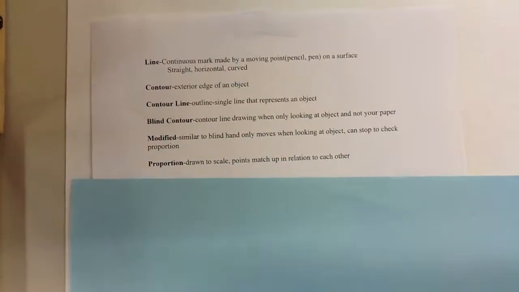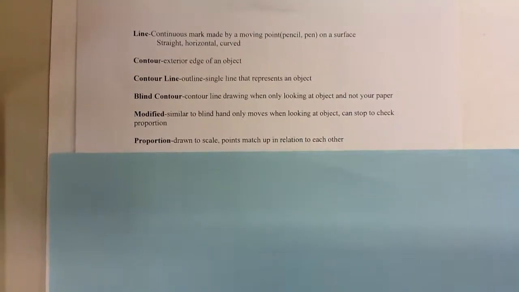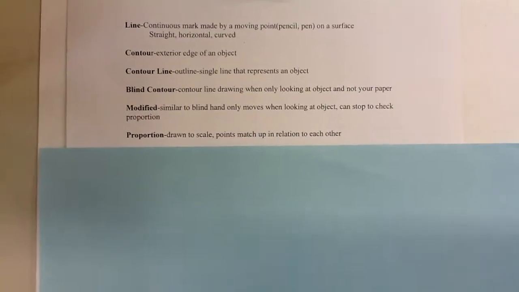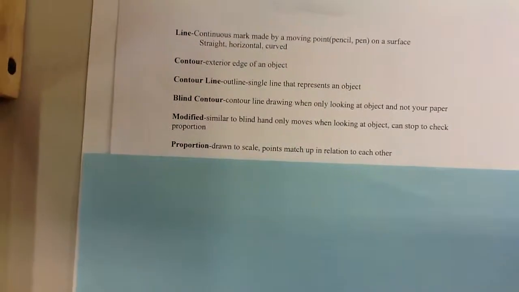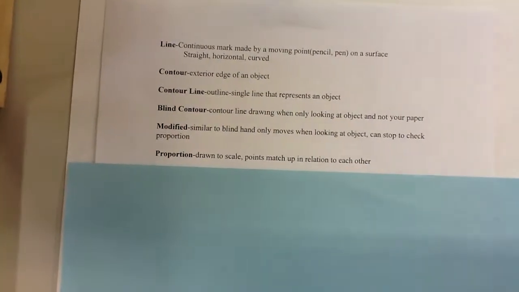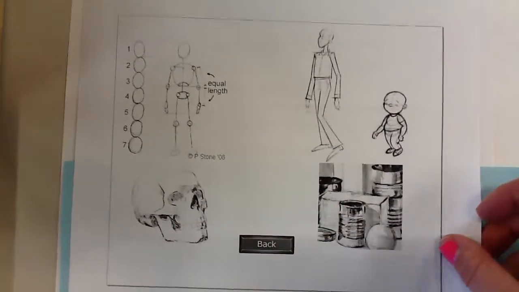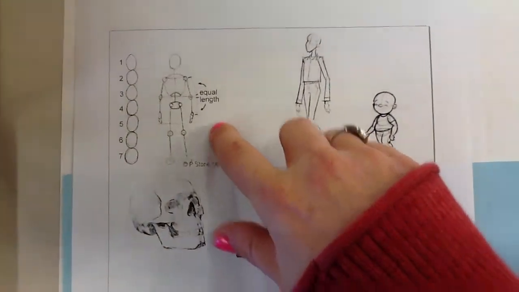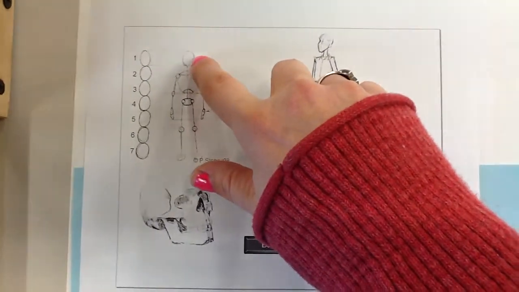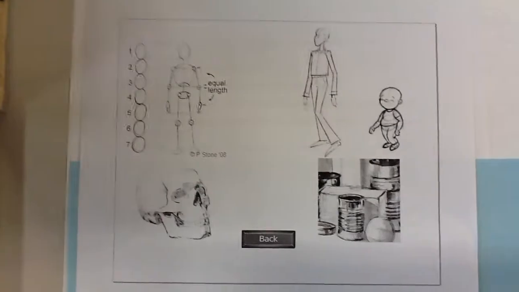The last definition you have is proportion. That means the object is drawn to scale and your points match up in relation to each other. Proportion is huge when you're working in art because proportion is what helps it look realistic. So here are some other examples of proportion. Here's a cool fact: a person is actually 7 heads tall, your whole body.